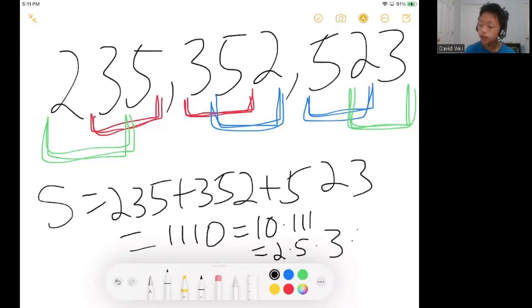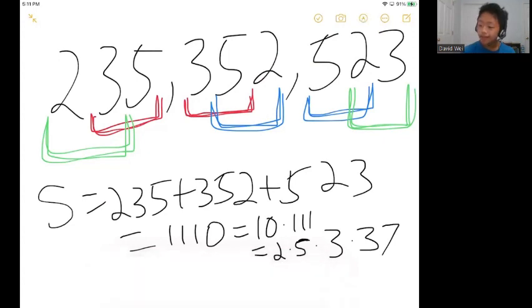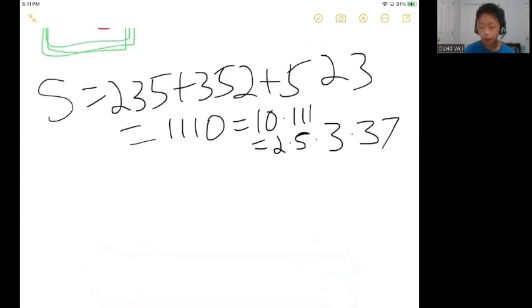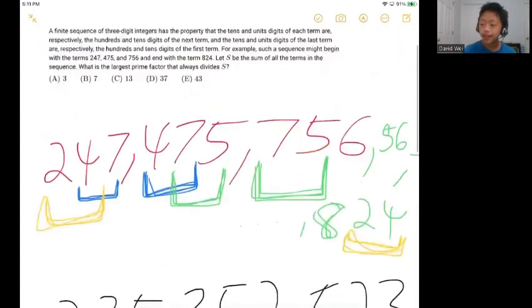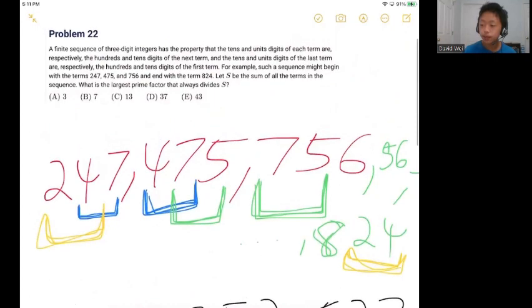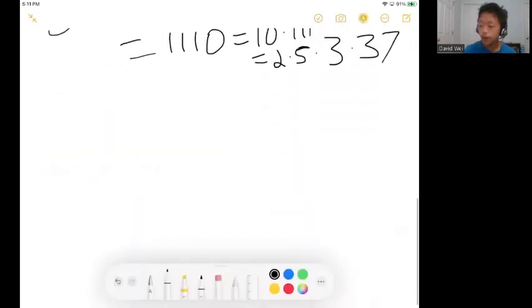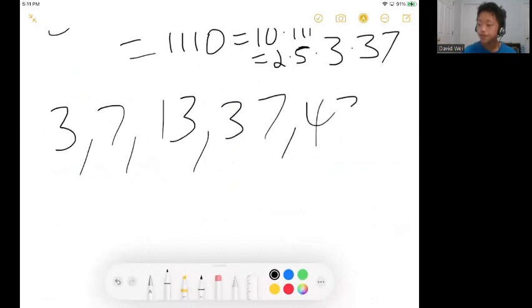111 is 3 times 37. So we see that 2, 3, 5, and 37 are factors of 1110. So we look at our answer choices, right? The answer choices are 3, 7, 13, 37, 43. So let's write that down here. Our answer choices are 3, 7, 13, 37, 43.